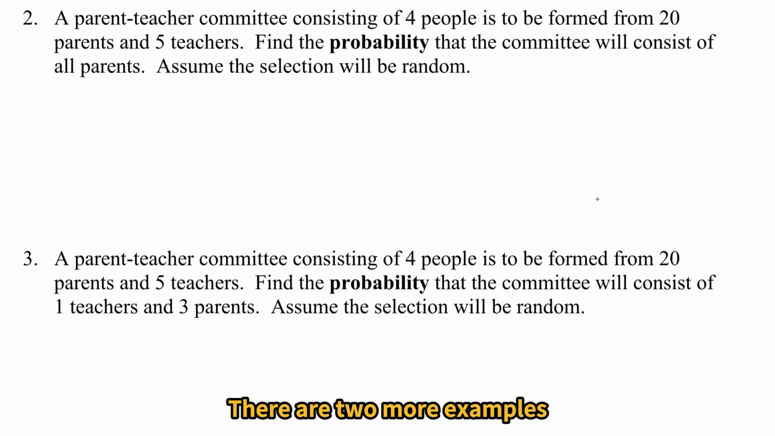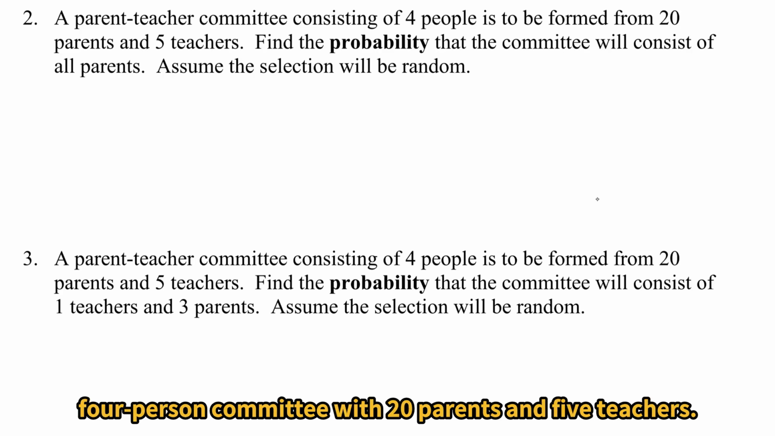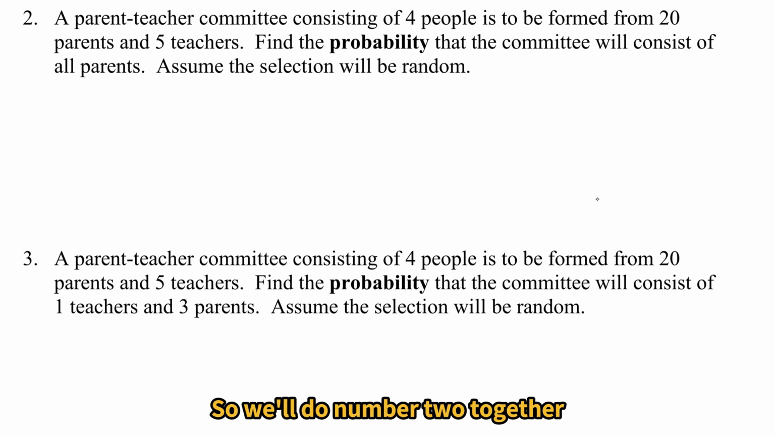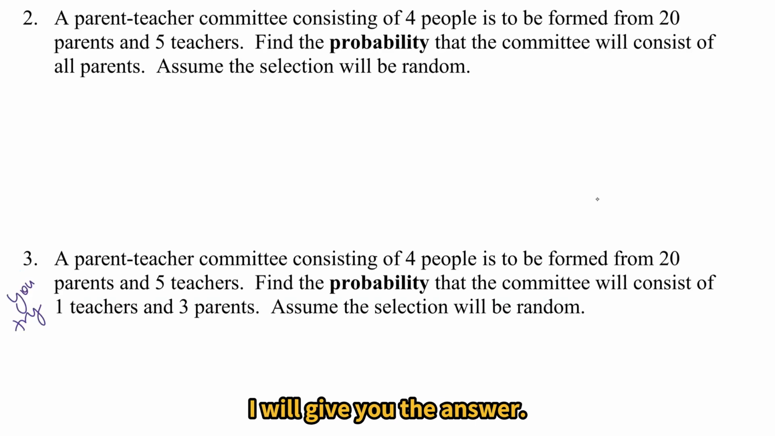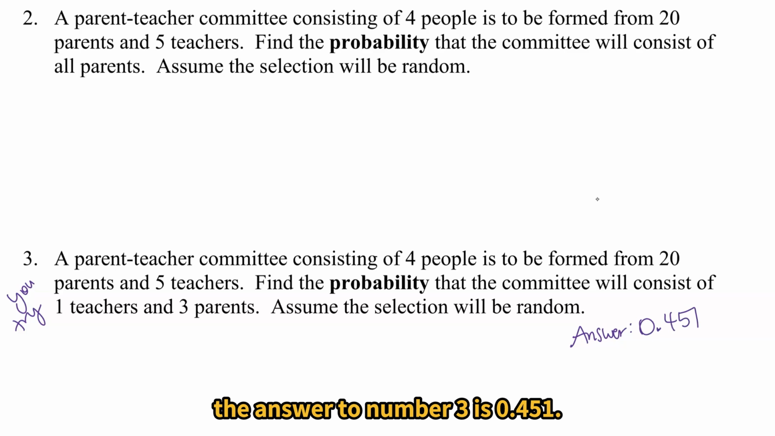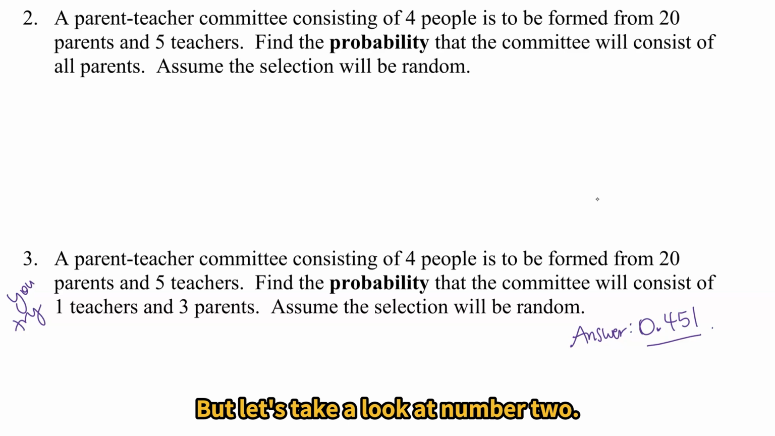There are 2 more examples with the same setup for parent-teacher committees. 4-person committee with 20 parents and 5 teachers. So we'll do number 2 together, and then I want you to try number 3 on your own. I will give you the answer. The answer to number 3 is 0.451. See if you can use combinations to get that answer. But let's take a look at number 2.